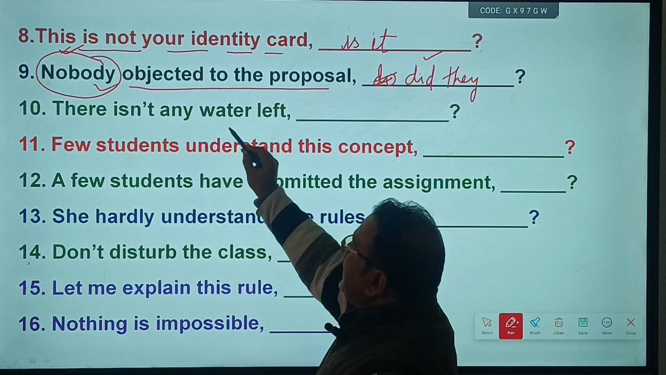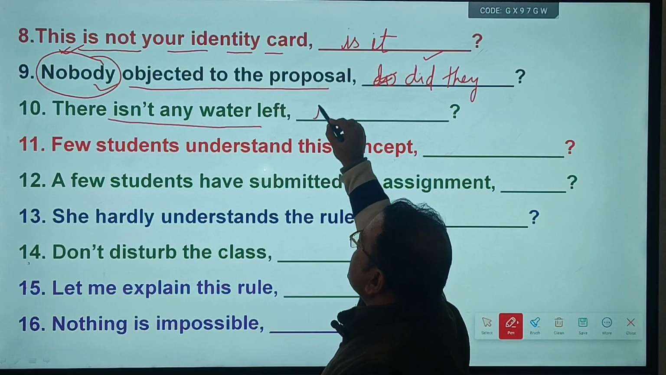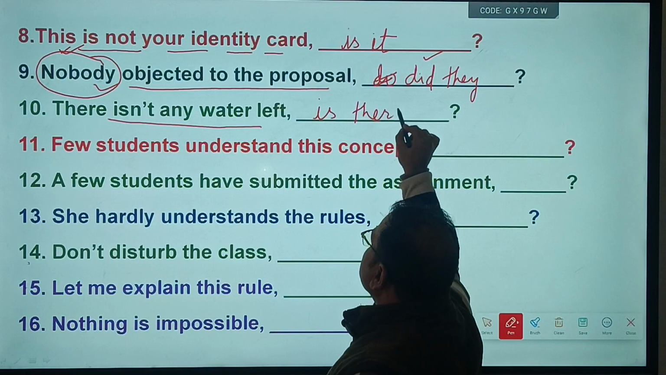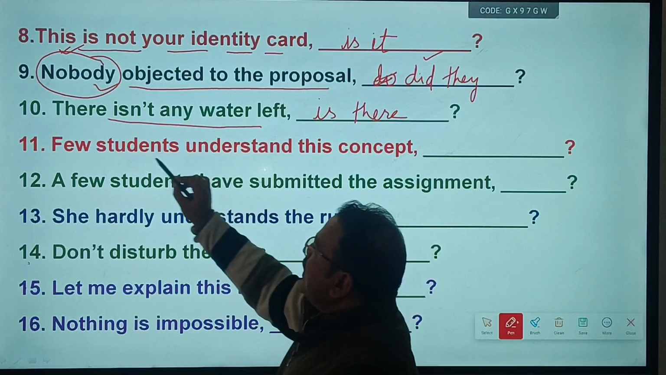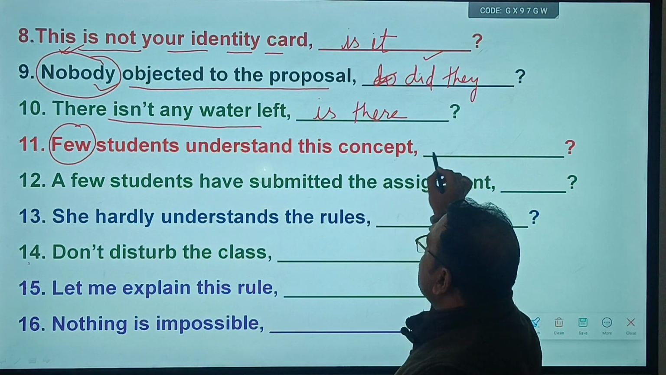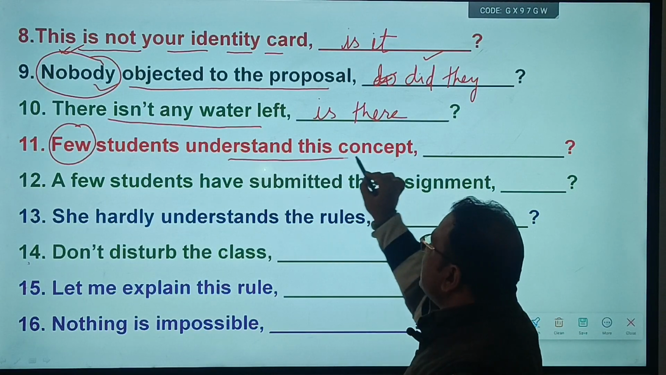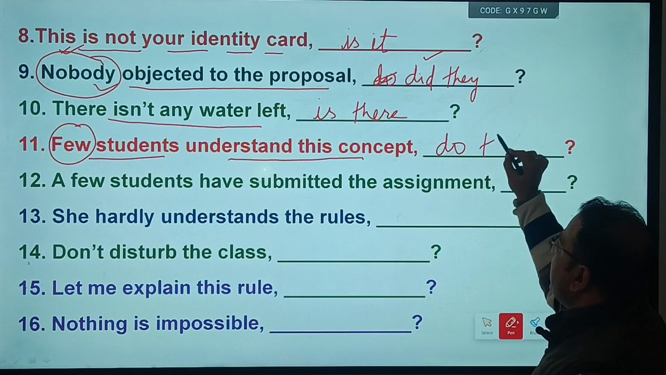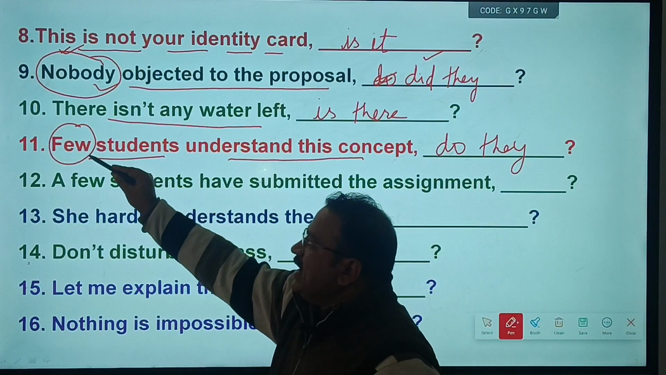There is not any water left. What is? This is negative, so positive is what? Is. And pronoun is what? Is there. Few students understand this concept. Now you can see few here, again making the sentence negative. So tag will be positive. Understand. This is present simple, do. And for few students, what will we write? They. Do they? Question tag is positive. Why? Because few is negative.